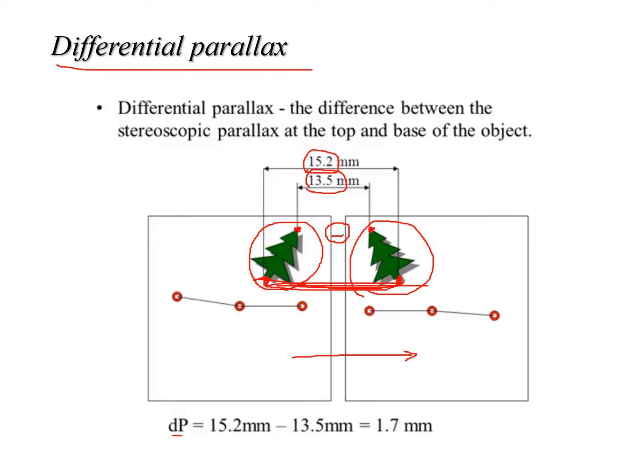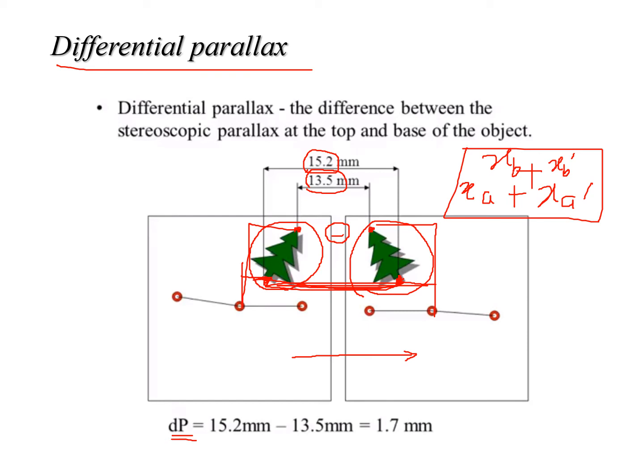So what is dp? dp is the difference in parallax, and it can be calculated as follows. If you see here very carefully, this is from the principal point here and the other principal point is here. Second, from the same principal point here and the second principal point there. So here you can also calculate it as xa plus xa dash and xb plus xb dash. This is another way of calculating it.